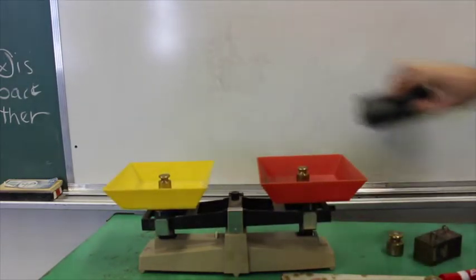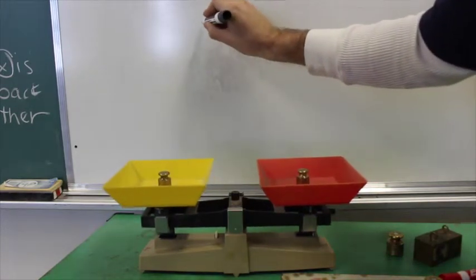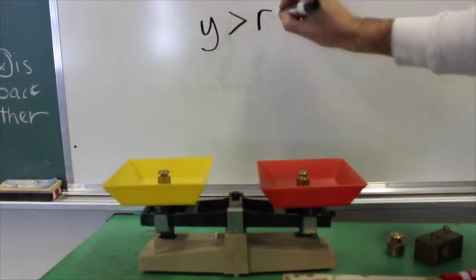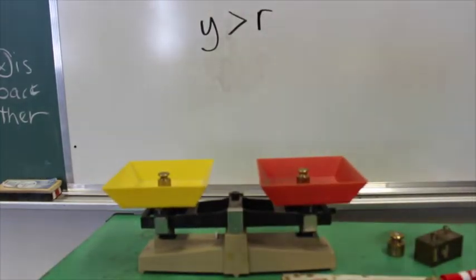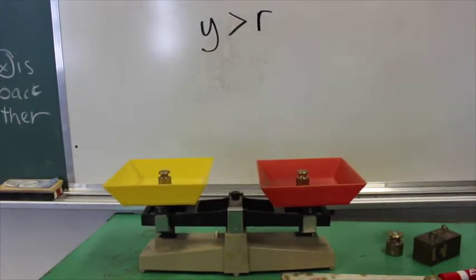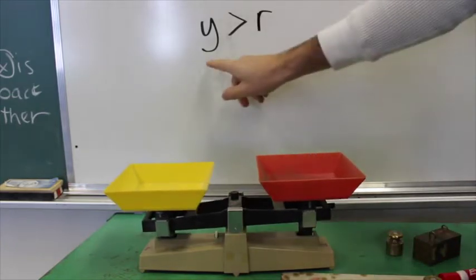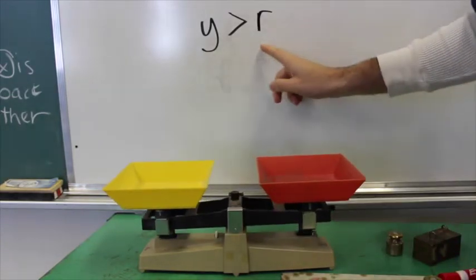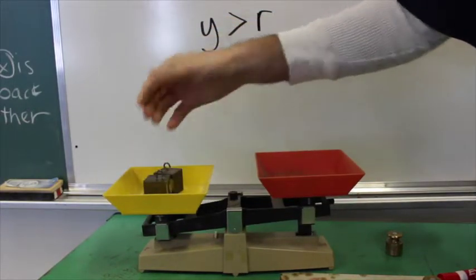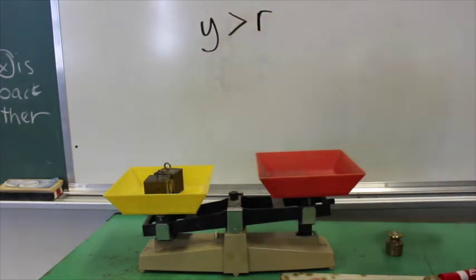Something new for us will be, what if we don't care about equals? What if we want them to be not equal? In fact, that's the title of today's lesson, inequalities. So not equal. For that to happen, in this case, whatever's in the yellow is greater than what's in the red one. So we're always going to have more weight on this side compared to the other.